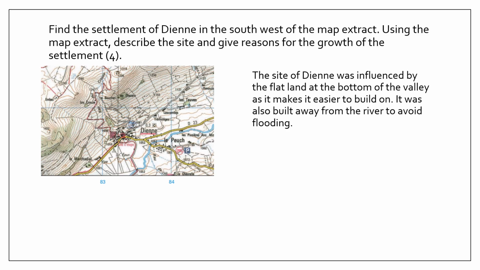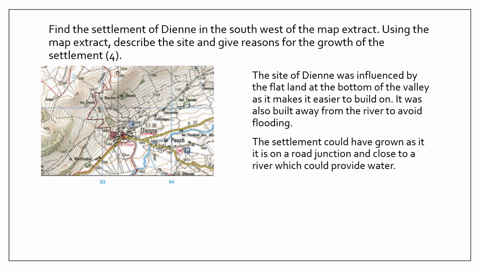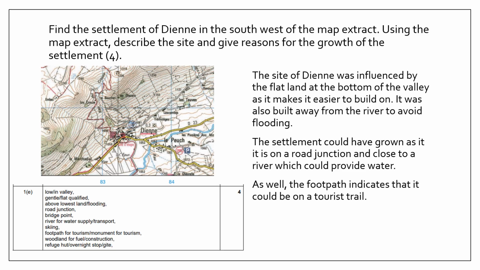Okay, so back to the question. I'm going to say something along the lines of the site was influenced by the flat land at the bottom of the valley as it makes it easier to build on. It was also built away from the river to avoid flooding. In terms of the reasons for growth, I might go on to say something like the settlement could have grown as it is on a road junction and close to a river which could provide water. As well, the footpath indicates that it could be on a tourist trail. So I've got lots of points there, and if I'm going to compare it against the mark scheme, I can see, yep, it's influenced by the bottom of the valley. It's an area away from flooding. It's on a road junction, it's close to a water supply, and it's a footpath which could indicate tourism and things like that. So any of those 4 points would do, and in fact I have more than enough.